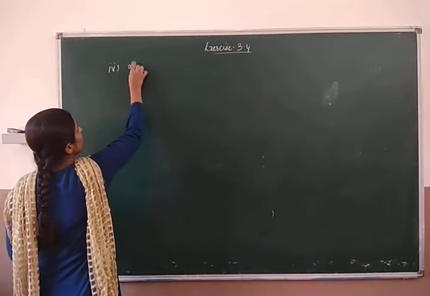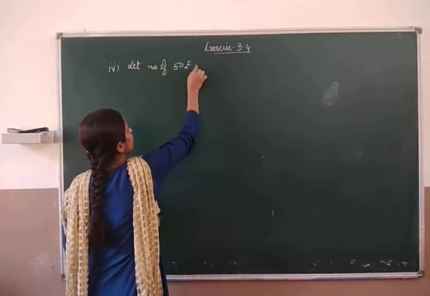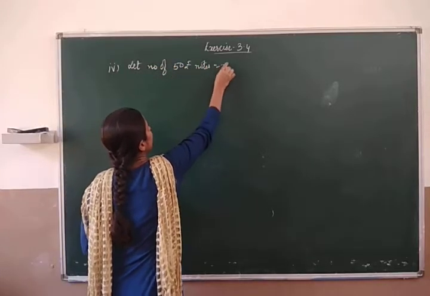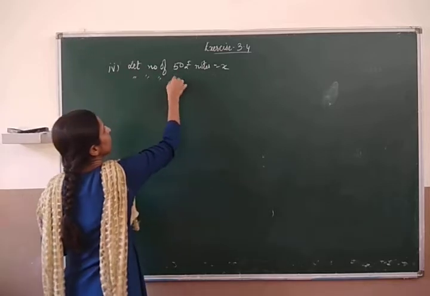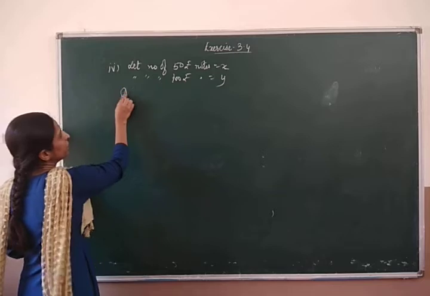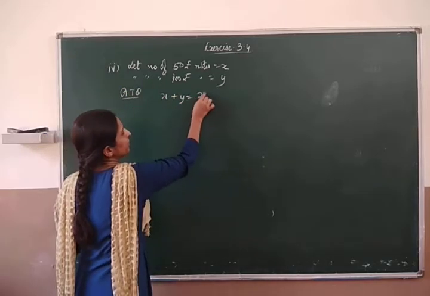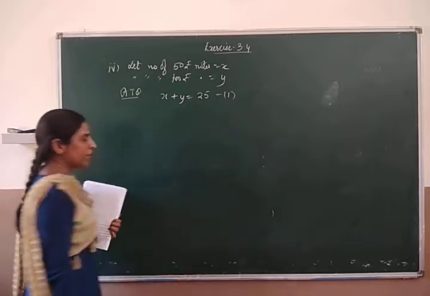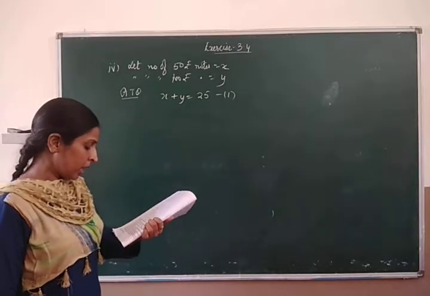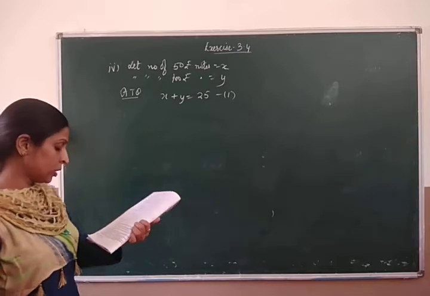So you assume, let the number of 50 rupee notes be x and the number of 100 rupee notes be y. And according to the question, the total number of notes is 25. Isn't it? It's given in the question that you are having 25 notes in all. Meena got 25 notes in all.